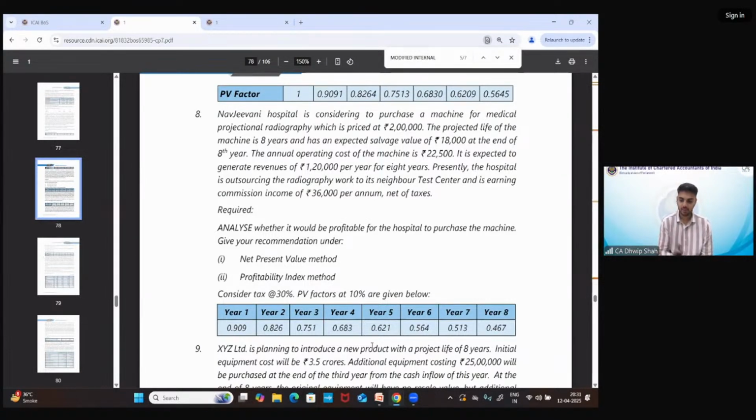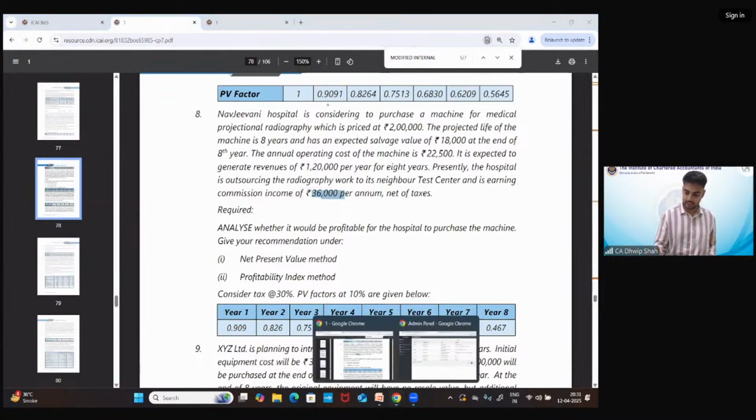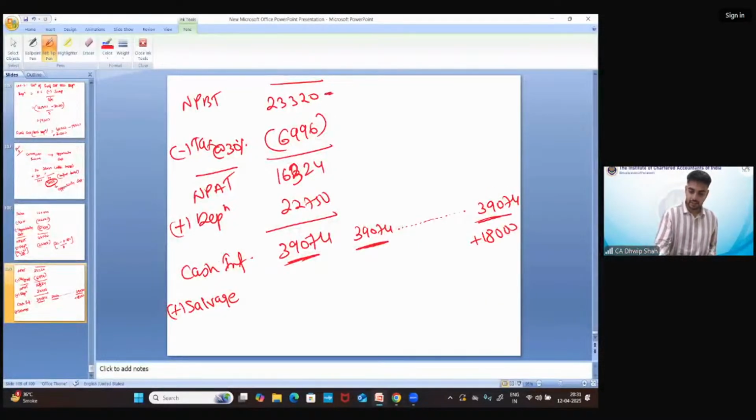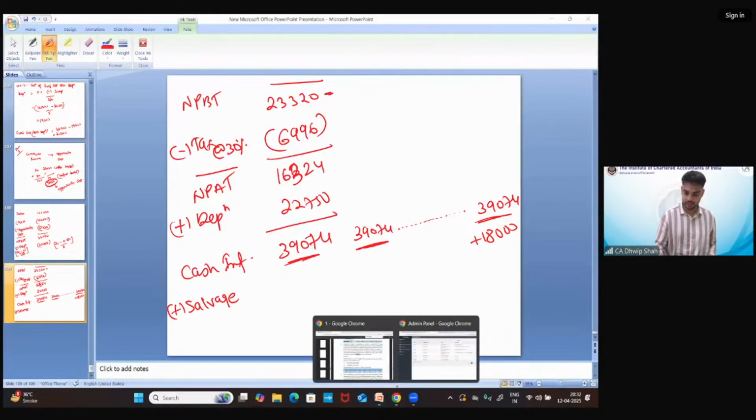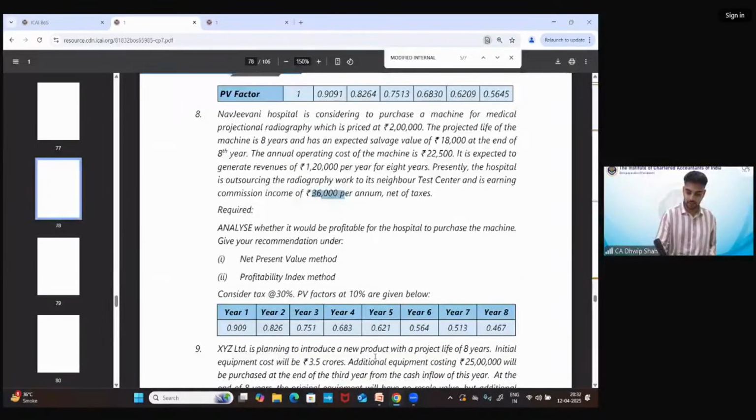Clear, students? The new point, the adjustment over here, was about opportunity loss. The company or the hospital has to forego this commission income of 36,000. Why? Because now the company has bought the radiography machine in-house. So अब company को commission नहीं मिलेगा. Since this is net of taxes, first we calculated the before-tax commission income. 6,996 कैसे फाइंड किया मैंने? See, NPBT is 23,320. उस पे 30%. Tax rate is 30% ना? Tax rate is 30%.